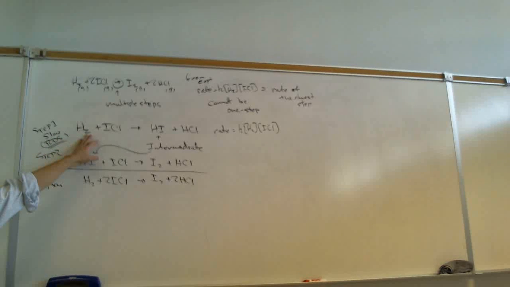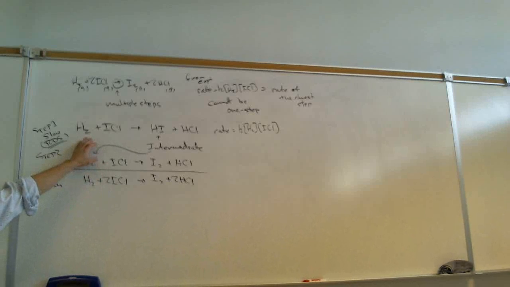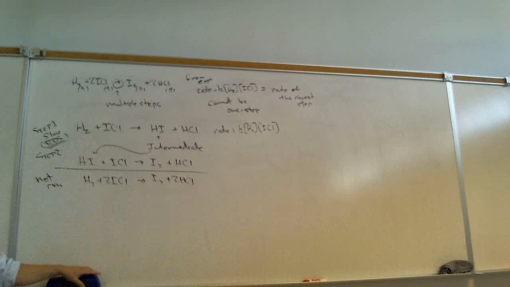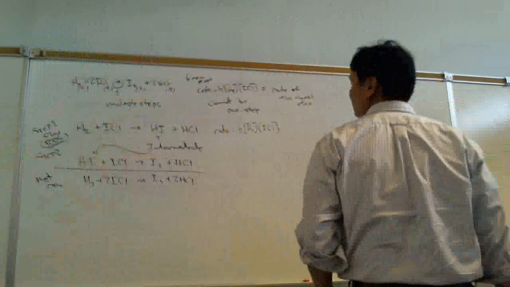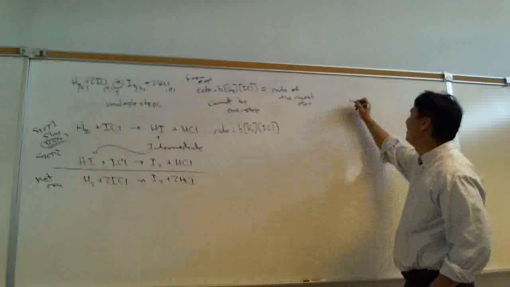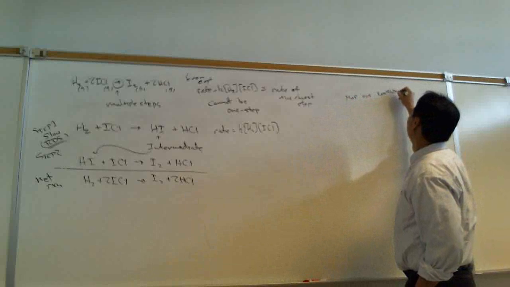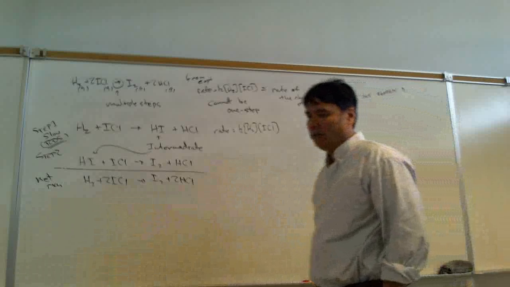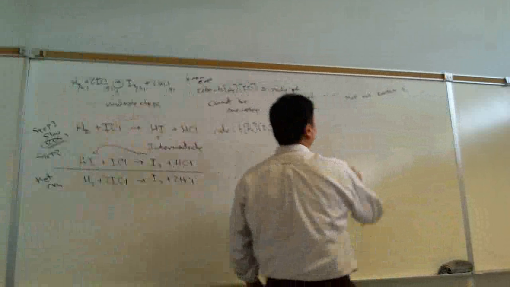And so we don't need to know the rate for this. We just need to know the rate for this. And the rate for this is just a simple collision, right? That's all it is. Let's talk about simple collisions now. In a simple collision here, we usually map out the collisions: energy versus what we call reaction progress or reaction profile.